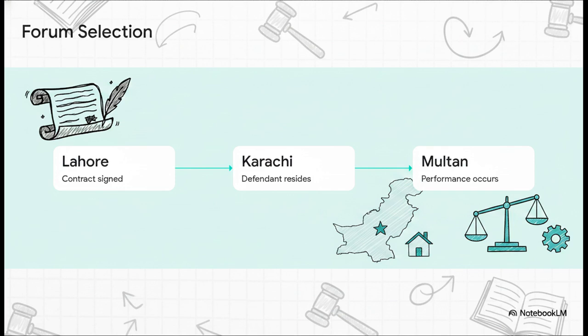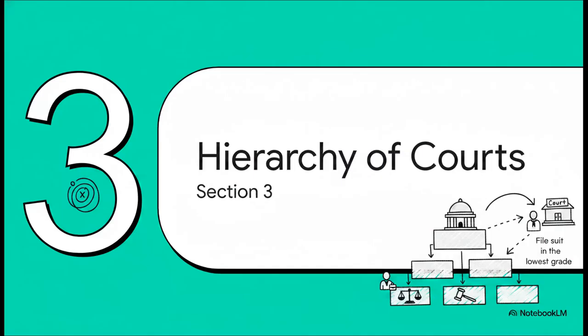So, as the lawyer, you get to select the forum based on tactical advantages, like maybe procedural speed or favorable judicial precedent in one of those specific cities. That brings us to Section 3, Hierarchy of Pakistani Courts.